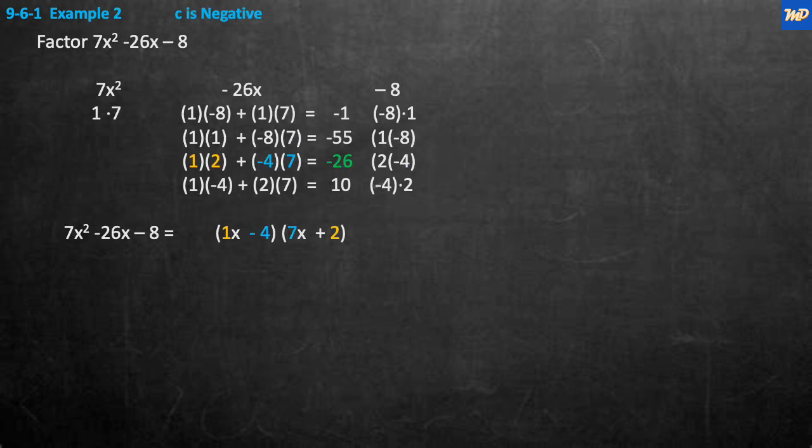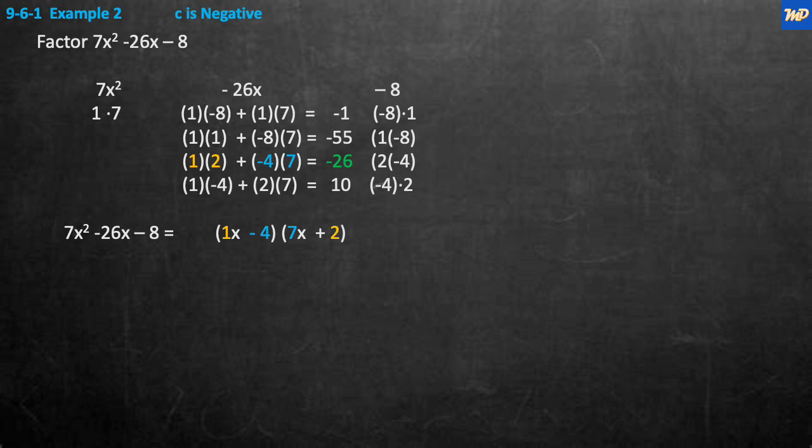Okay, now we're on example 2. This is where c is negative. There's a little different handling here, but we'll try to figure it out. So the problem is 7x squared minus 26x minus 8.